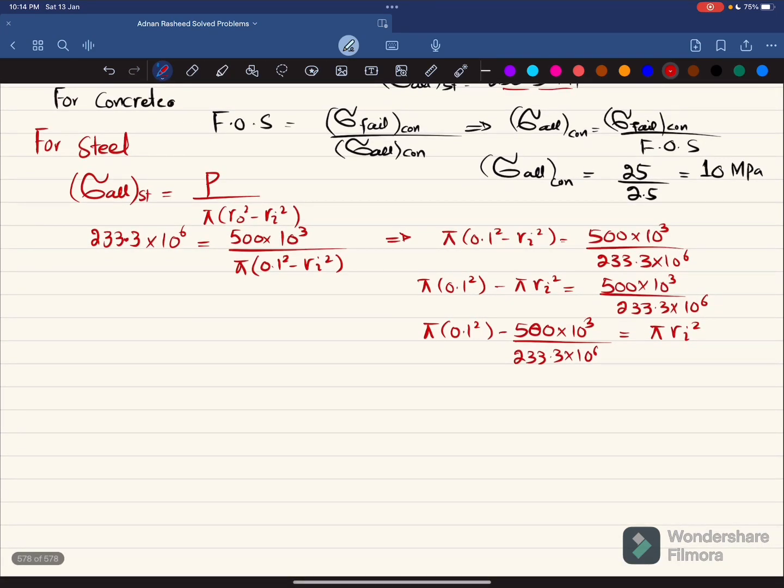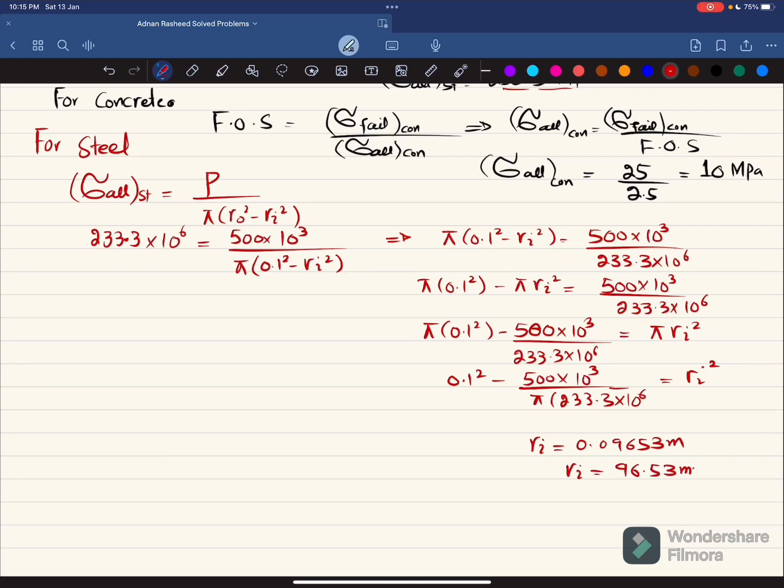And if you divide Ri on pi on both sides, clear? So you will get 0.1 square minus 500 into 10 raised to the power 3 divided by pi into 233.3 into 10 raised to the power 6 will be equal to Ri square. And if you take under root on both sides, so Ri will be equal to 0.09653 meter. So in term of meter, it will be equal to millimeter, it will be 96.53 millimeter.